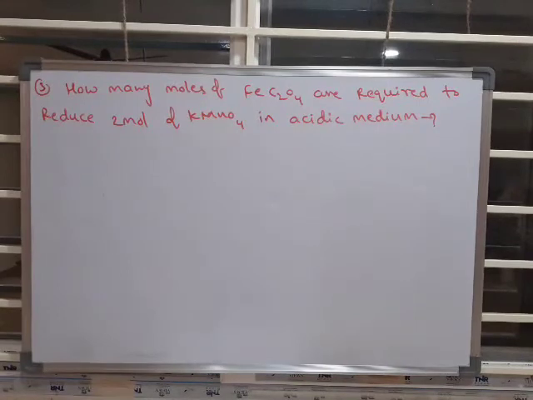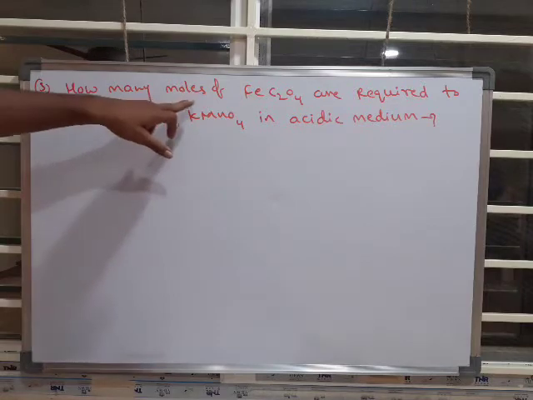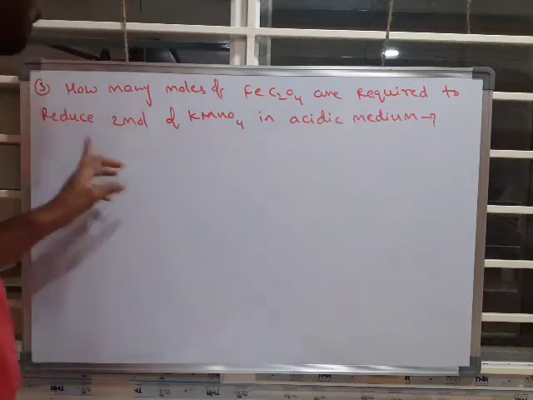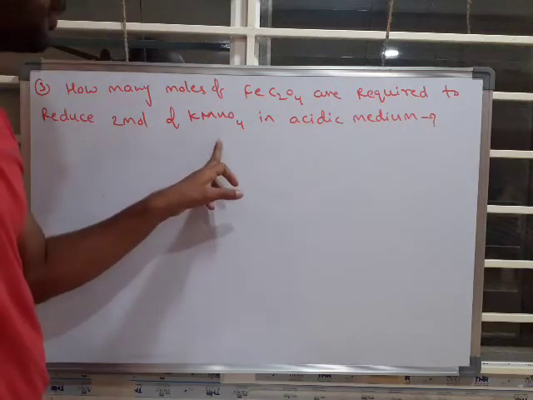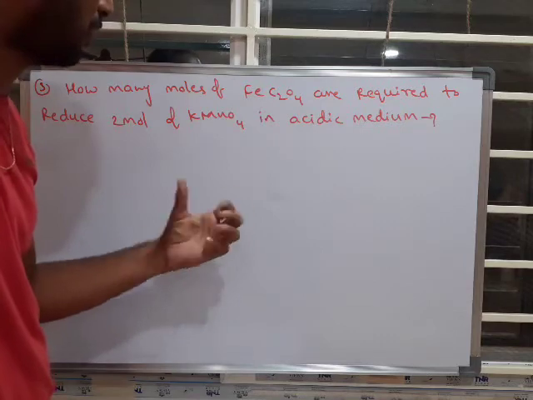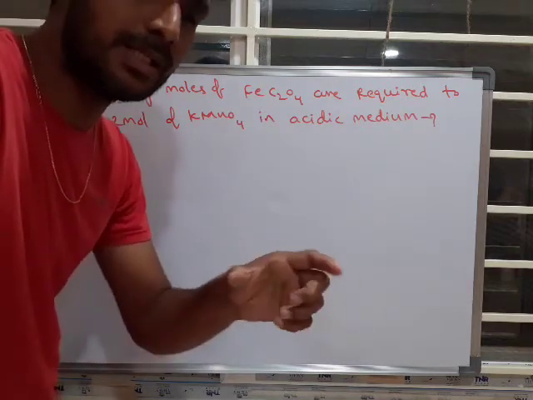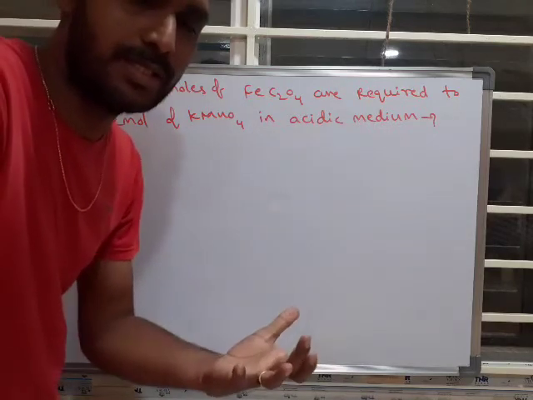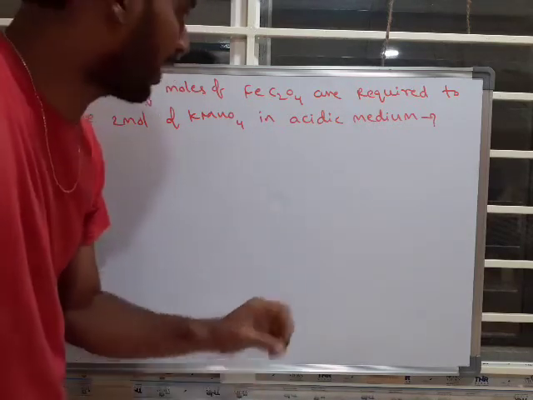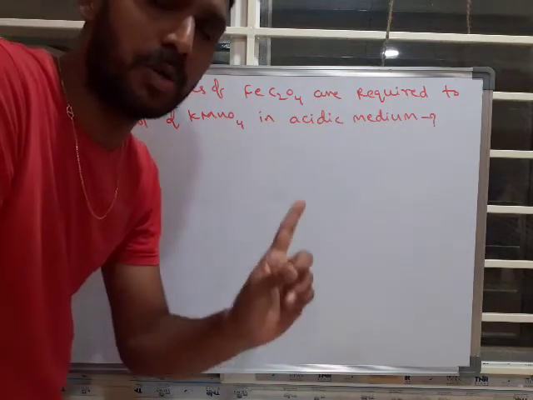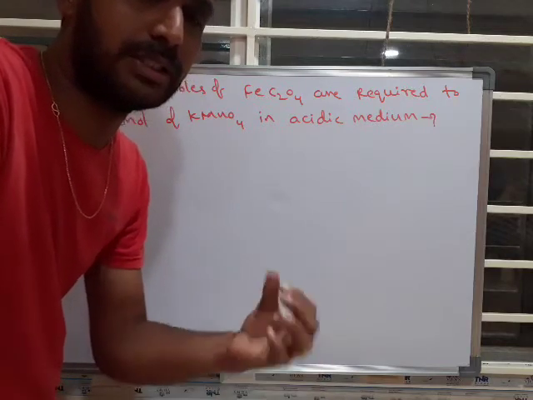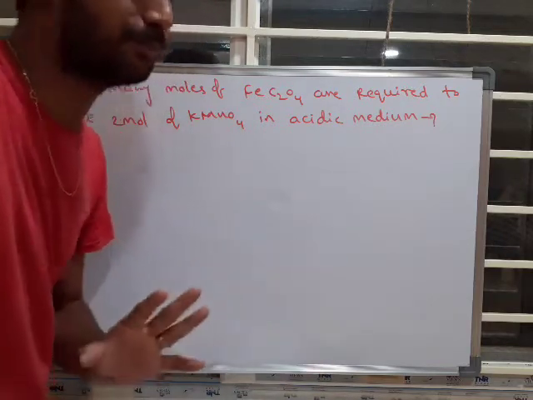Okay, same. So related to the first problem: how many moles of ferrous oxalate are required to reduce 2 moles of potassium permanganate in acidic medium? So already we know the same problem, but it is given in a reverse reaction. Actually the potassium permanganate required was the question there; here we have to find the ferrous oxalate. That problem was given in terms of molarity and volume. Here it is given in terms of moles, which means it is a simple one.